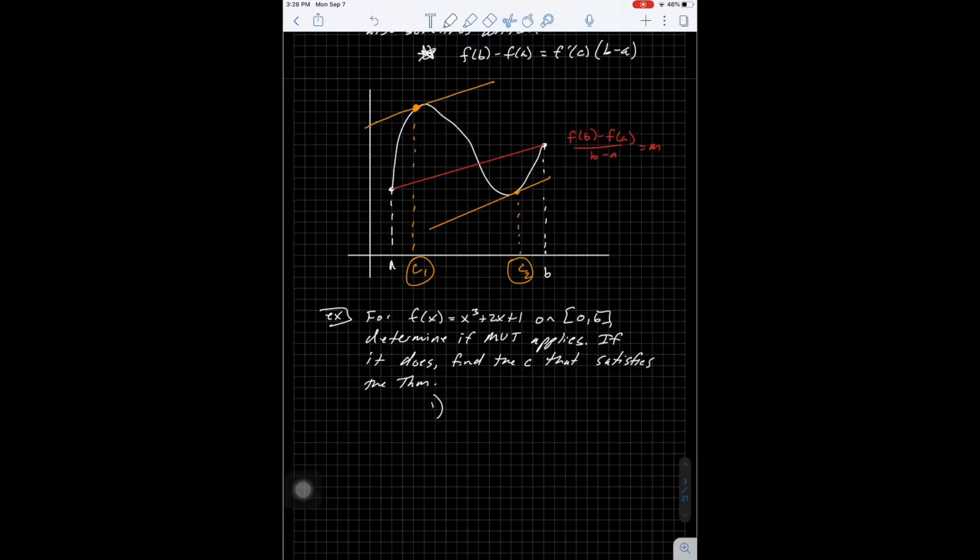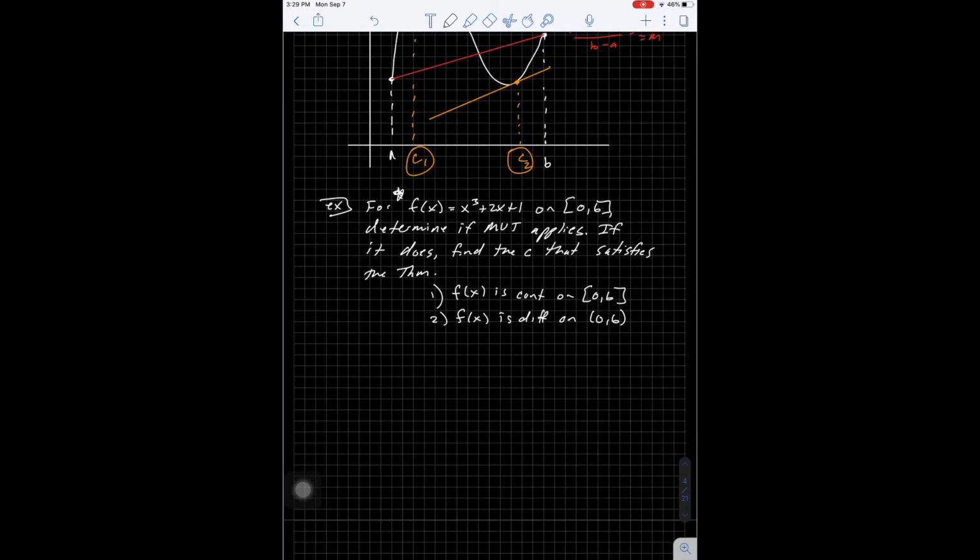First, the two qualifications for the mean value theorem are just continuous and differentiable. Well, this is a cubic, okay? Every polynomial is differentiable and continuous on the entire domain, and you can assume that is true. So I'm going to say f of x is continuous on [0, 6], and f of x is differentiable on the open interval (0, 6). So those are my two qualifications. They are clearly true. So I say, therefore, the mean value theorem applies, and we are going to find that c value.